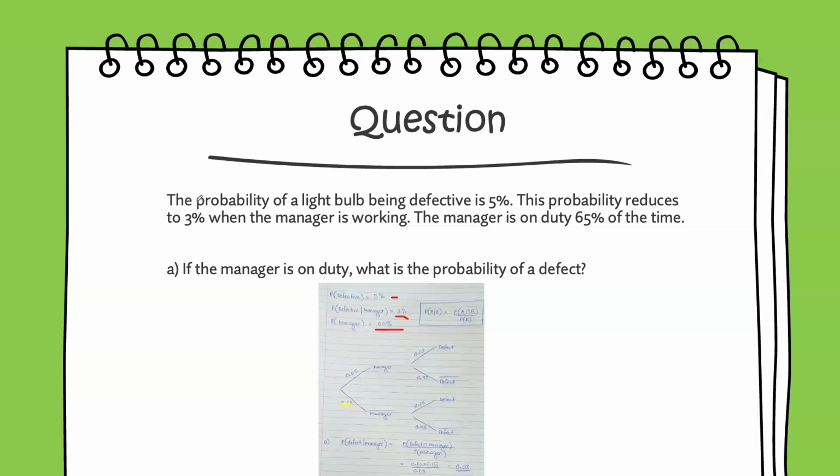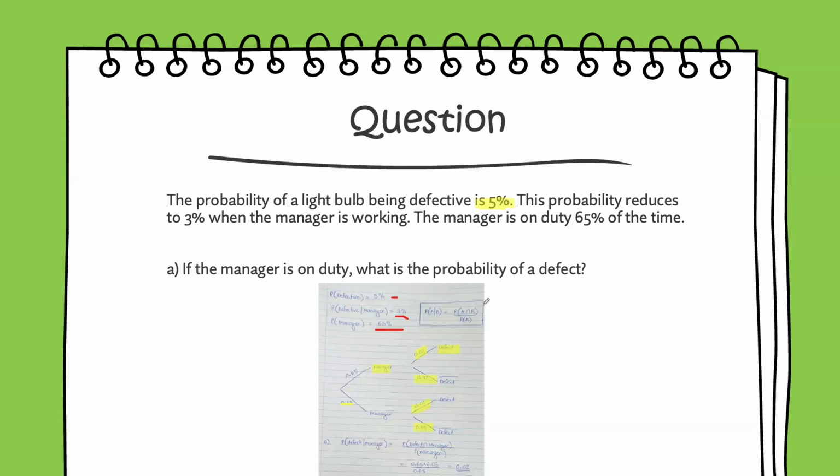Now, if we look at the second leg of the tree diagram, if the manager is on duty, the probability of there being a defect is 3%. Therefore, the probability of there not being a defect is 97%, or 0.97. When the manager is not there, the probability of a light bulb being defective is just 5%, and therefore the probability of not having a defect is 95%.